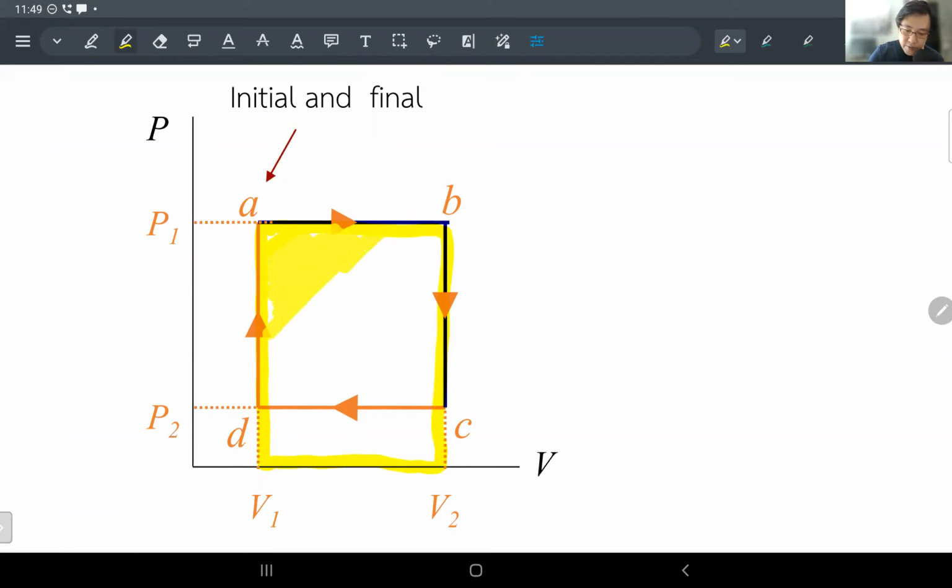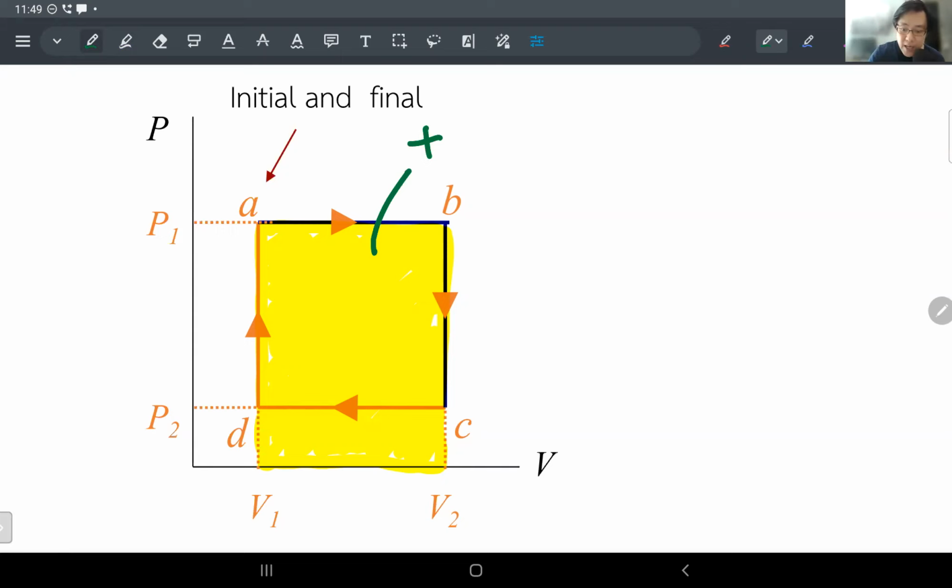This yellow area here will give you the work done from A to B. Everyone knows going from A to B is going to be a positive change, so this gives you positive work done. Yellow is positive. Let me mark that on here. B to C, no work.